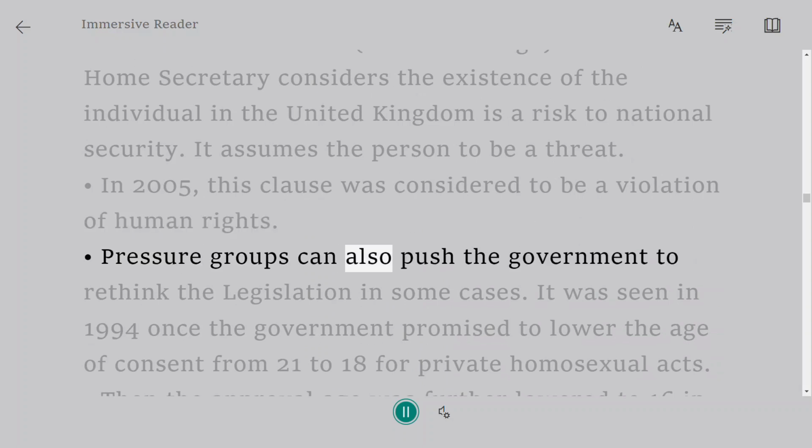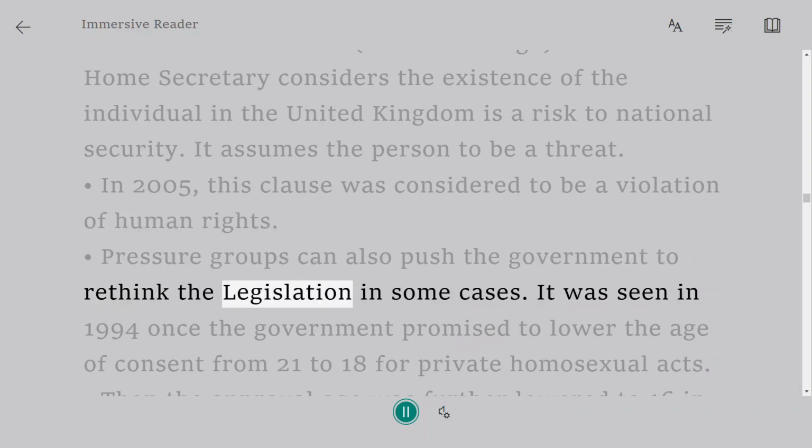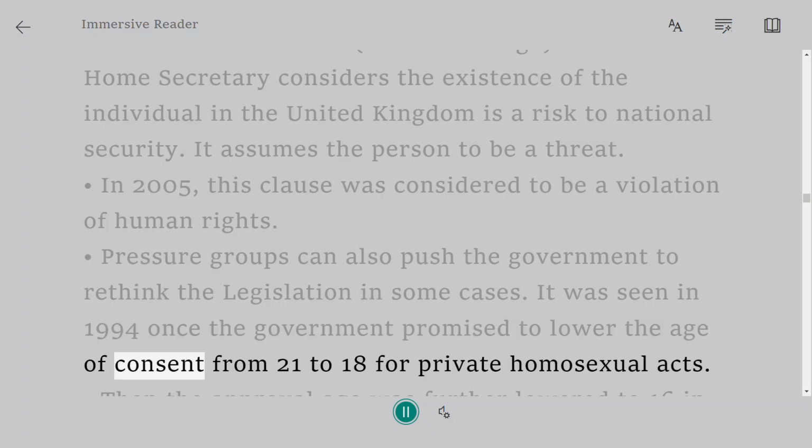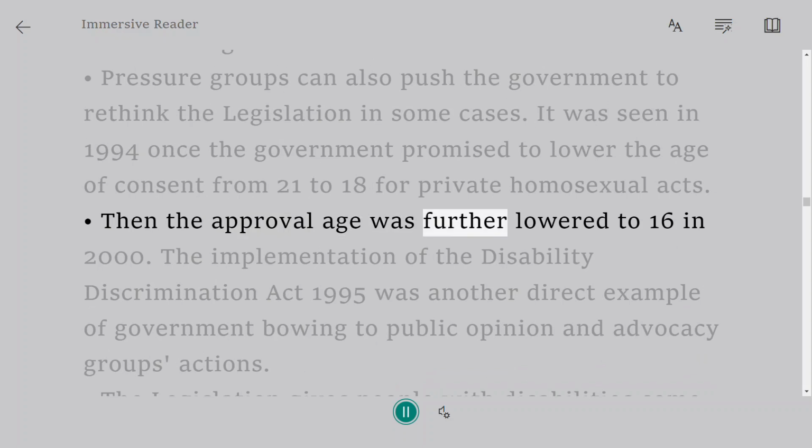Pressure groups can also push the government to rethink the legislation in some cases. It was seen in 1994 once the government promised to lower the age of consent from 21 to 18 for private homosexual acts. Then the approval age was further lowered to 16 in 2000.